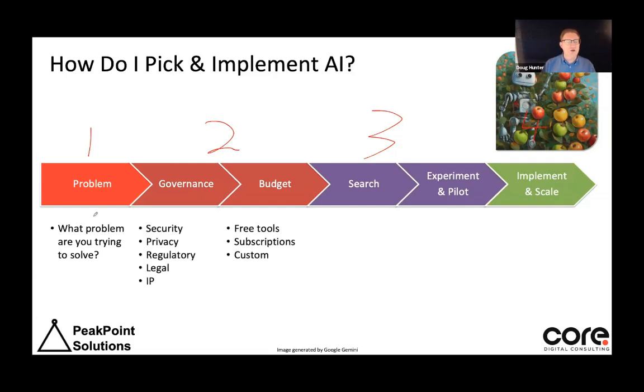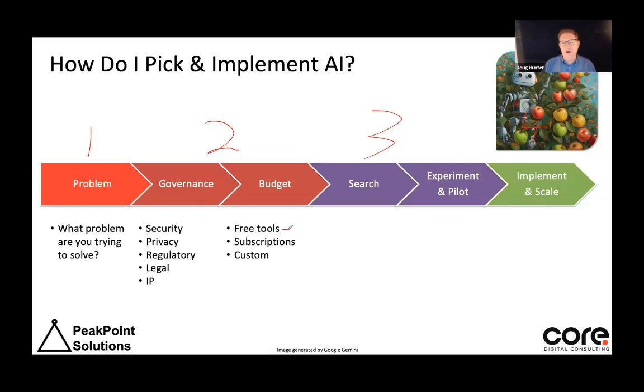Then you get into your boundary conditions. If you care about security, privacy, regulatory, legal, IP issues, you need to identify that up front because that's going to skew which model you choose and how. Along with that is your budget. Free tools. You get what you pay for.